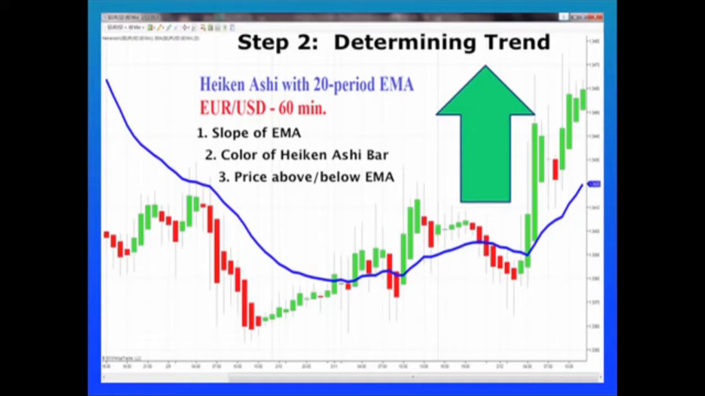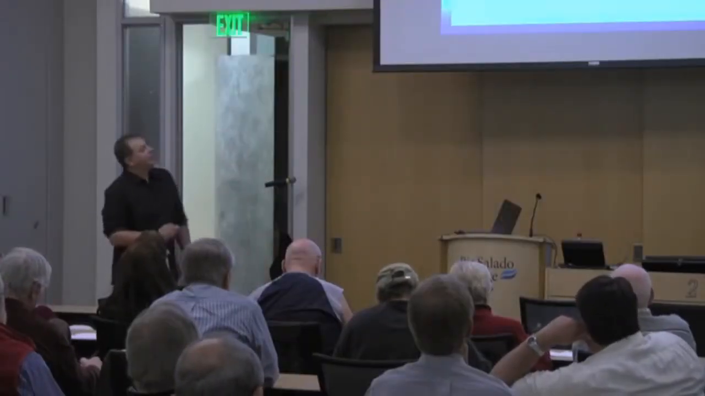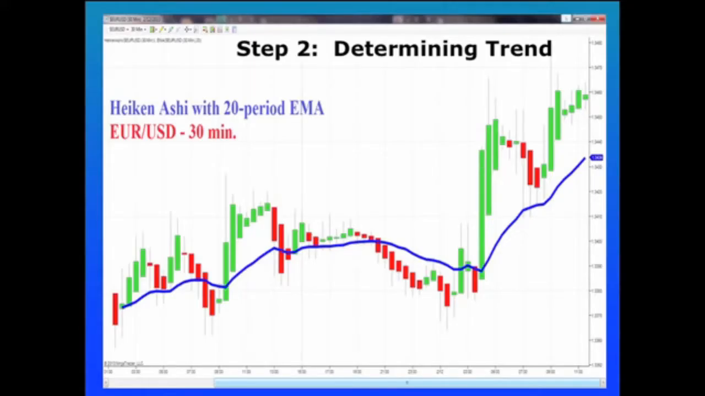This is how we determine the trend. This is a 60-minute chart. We'll look at the very end. What's the slope of the moving average? Up. What is the last candle? Green or red? Green. That means up. Where's the price? Below or above the moving average? All right. So, slope, color, price. Up. Simple. Similarly, we can do that with a 30-minute, depending on how fast or slow of a trader you are.